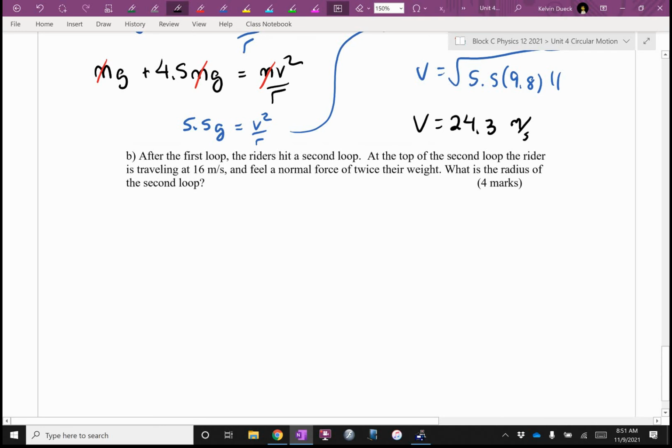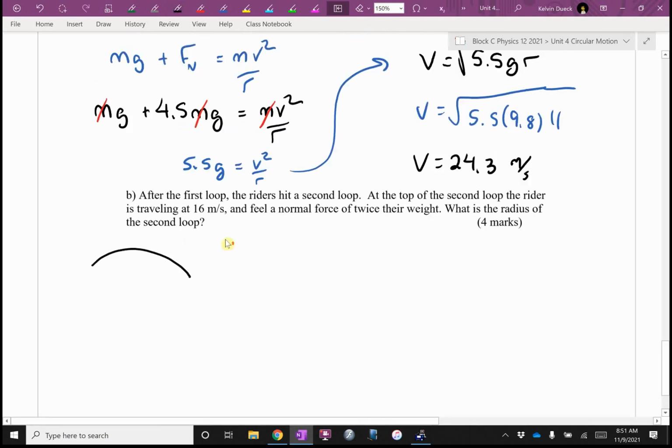After the first loop, the riders hit a second loop. At the top of the second loop, the rider is traveling at 16 meters per second and feels a normal force of twice their weight. What's the radius of the second loop? I think they're at the top, so I think it's the same.